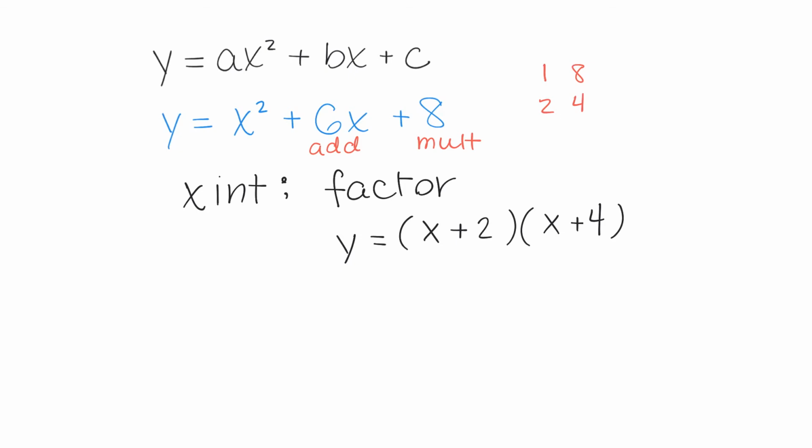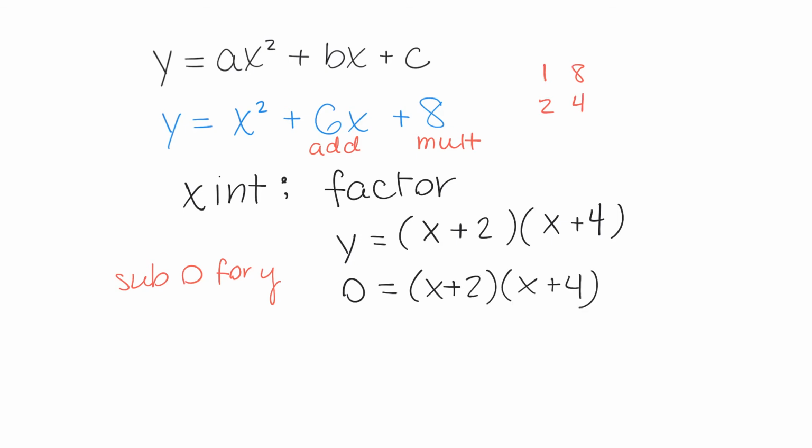X-intercepts happen when we sub 0 for y. So if I replace this y with a 0, I've got x plus 2 times x plus 4. Well, if I can get either of these brackets to equal 0, then it can multiply by the other bracket and it will make 0, because anything times 0 is 0. So because of that, I'm going to split this into two pieces. 0 equals x plus 2, and 0 equals x plus 4. So I split it into two.